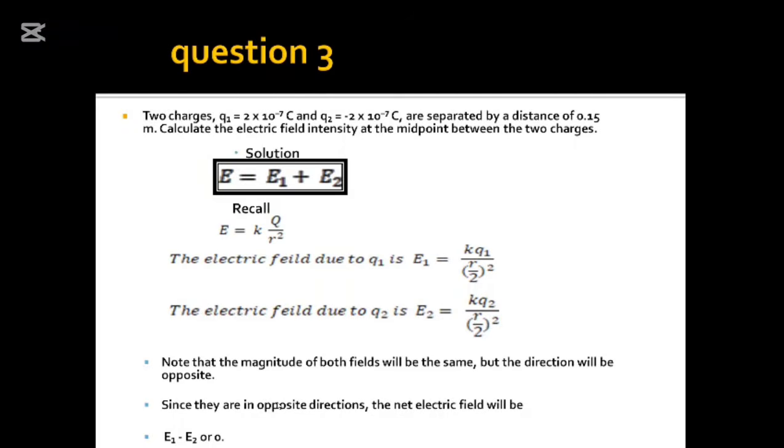So E1 is equal to KQ1 over (R over 2) all squared, while the electric field due to Q2 is E2 equal to KQ2 over (R over 2) all squared. Somebody may say, why didn't we have R1 over 2, and then on the second one R2 over 2? No, why? Because the distance between them, their midpoint, is the same thing.